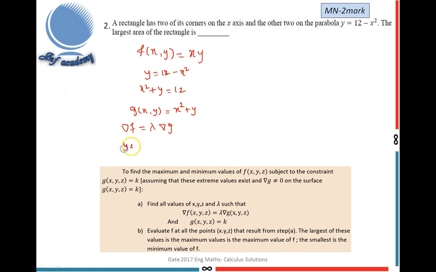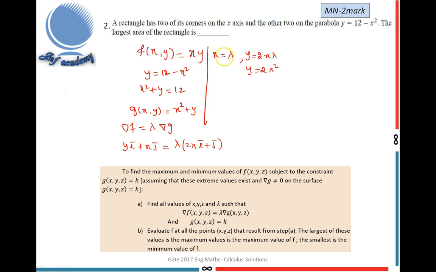Del f is y i vector (dou f by dou x) plus x j vector, equal to lambda into del g, which is 2x i vector plus j vector. Comparing these two vectors, I got x equal to lambda, because here the j coefficient is x and there it is 1. So x equals lambda and y equals 2x lambda. Substituting x equal to lambda, I got y equal to 2 lambda square.